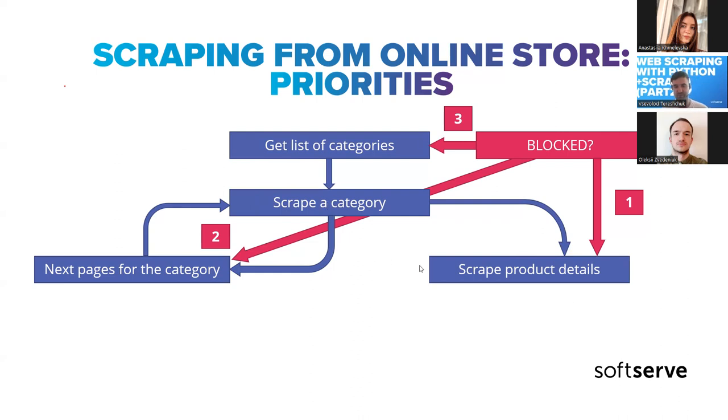For example, the site you are scraping starts blocking you due to high activity. And what happens if they block you here? If they block you here, nothing much happens. You just lose one product because of the block. But what happens if they block you here? Because technically, this is just one request and this is just one request. But here you can lose from 10 to 40, maybe 100 products. It depends on how many products you have on the page.